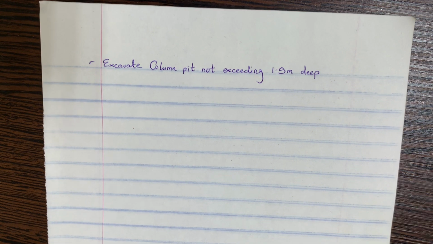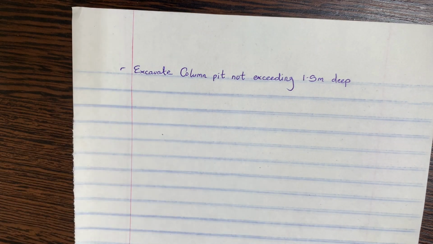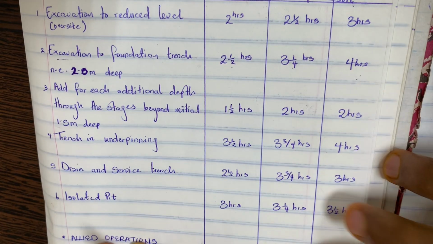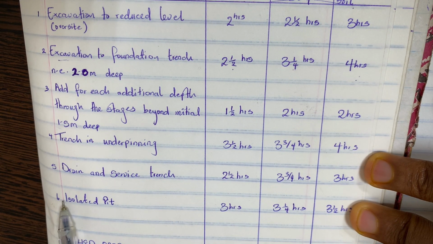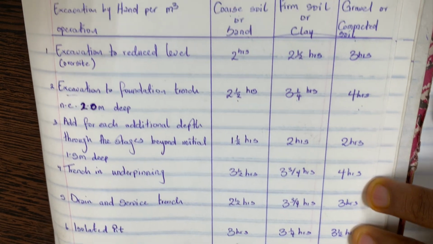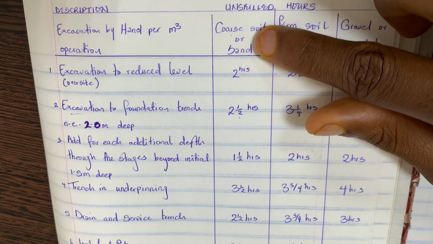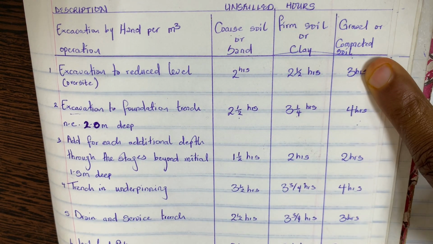As you can see in our bill of quantity extracts, they say excavate column pit not exceeding 1.5 meters deep. If you look at this table, you will see in the description of work for number 6, this is isolated column pits. Now look at the type of soil that was stated: coarse soil or sand, firm soil or clay, gravel or compacted soil.